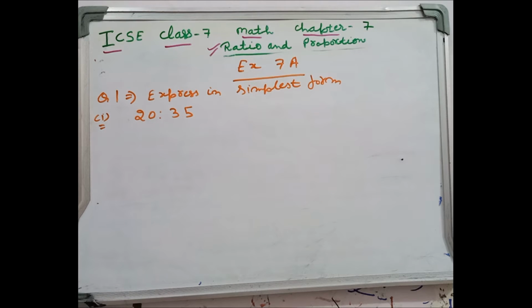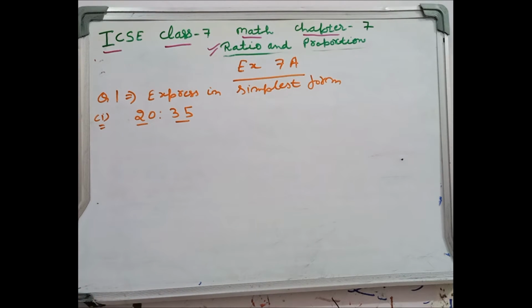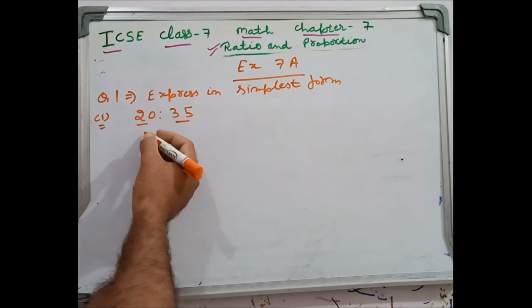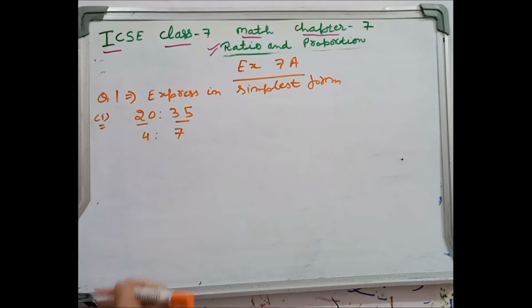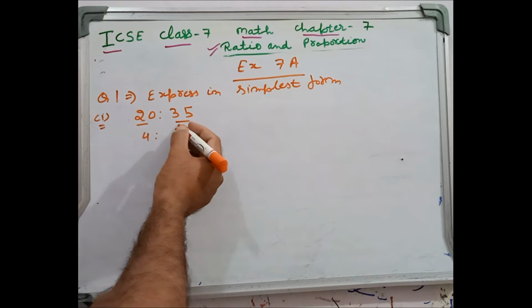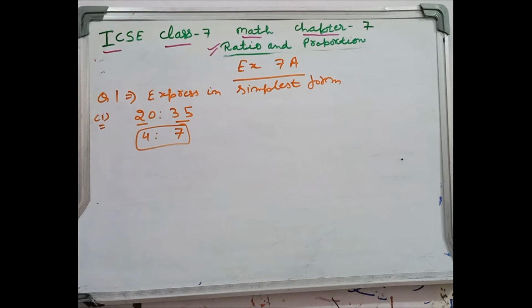So if you have learned your tables well, they will be utilized here. For example, on which common table are they going to be divided? 5 4s are 20, 5 7s are 35. No more divisions, so this is the simplest form, right? Their HCF is 1, so they have come into simplest form.